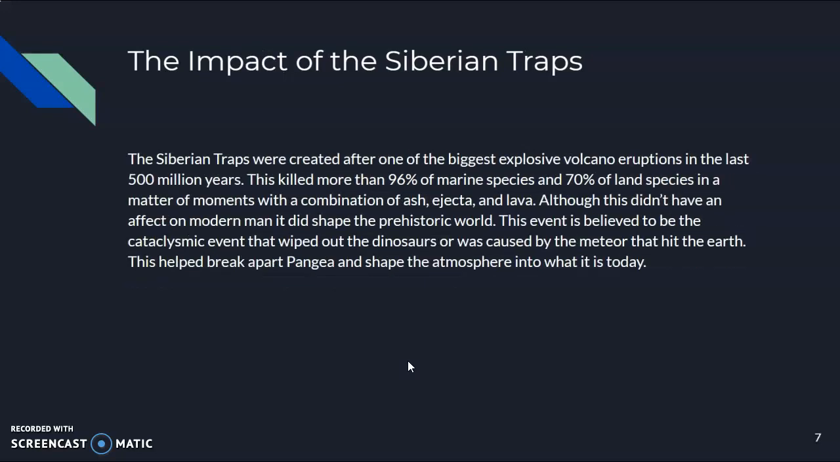It did kill about 96% of marine species and 70% of land species by spewing that ash, ejecta, and lava. It is considered to be that cataclysmic event that did kill off the dinosaurs, if not being caused by a meteor hitting that spot. This is also considered the thing that broke apart Pangea and created the atmosphere as it is today.